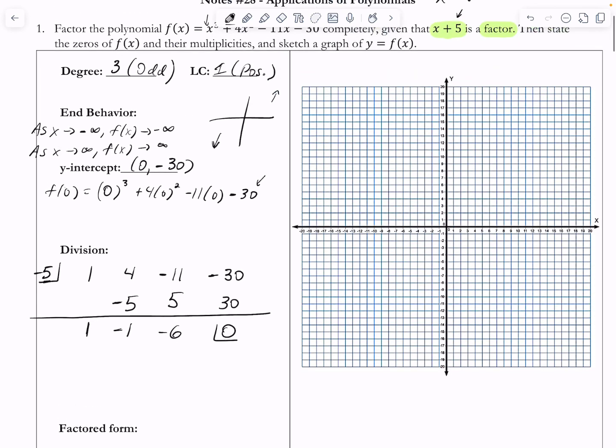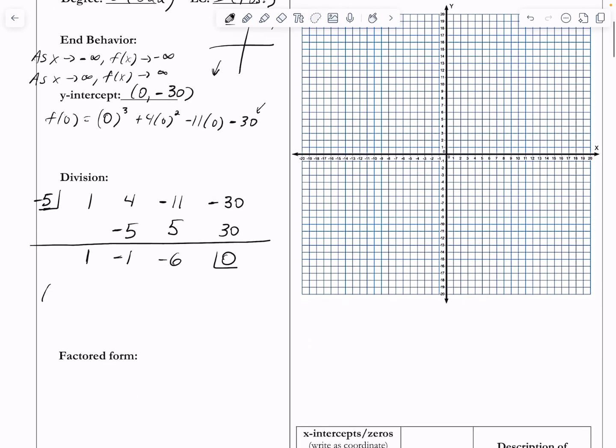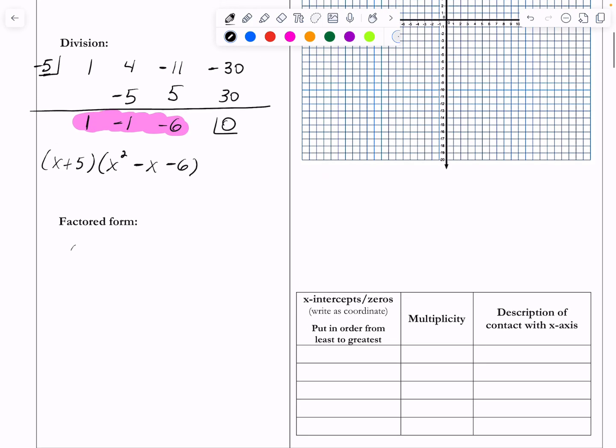All right, so again, I've already started to factor this. X plus 5 is a factor. And these 3 coefficients right here are going to make up the next factor. So it's going to be x squared minus x minus 6. All right, so if I keep factoring, I'll keep going down here.